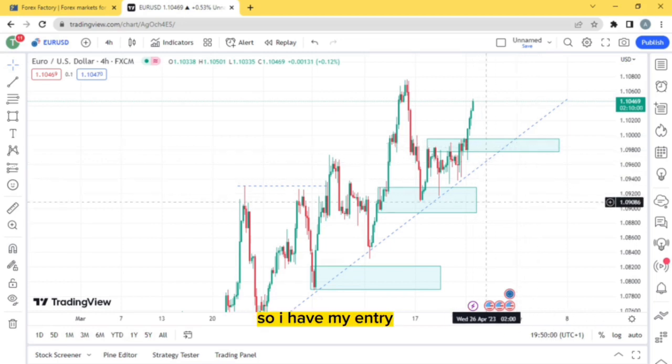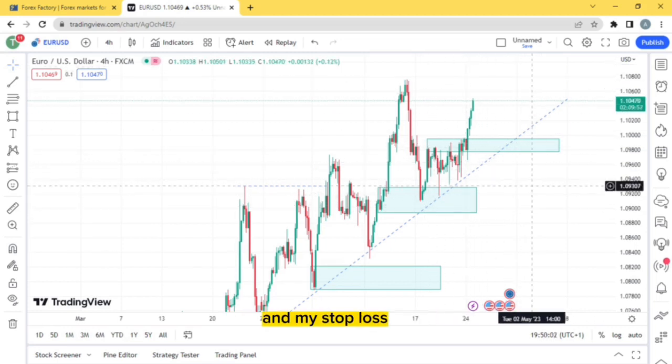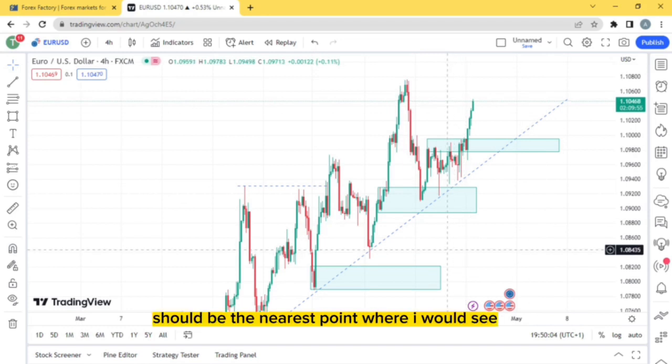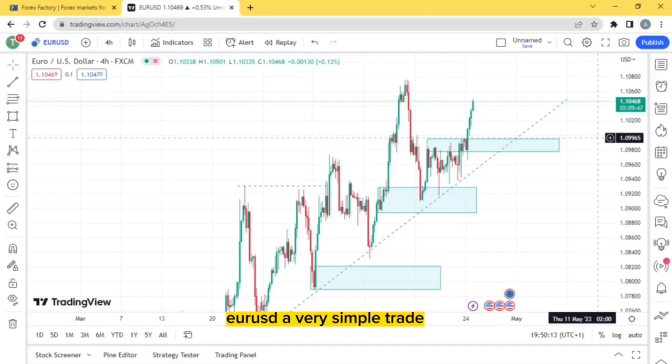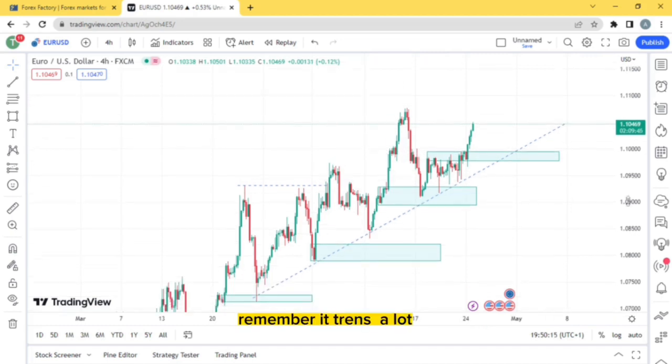So I have my entry and I just set my take profit and my stop loss. My take profit should be the nearest point where I could see the market reverse or start to retrace from. Then I set my stop loss. EURUSD is a very simple pair to trade. Remember, it trends a lot and always trade in the direction of the trend.